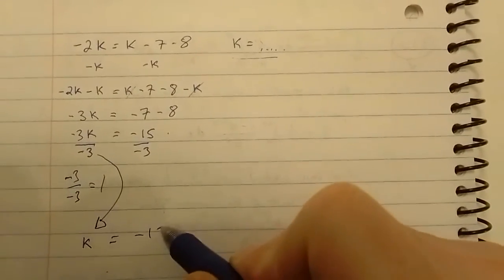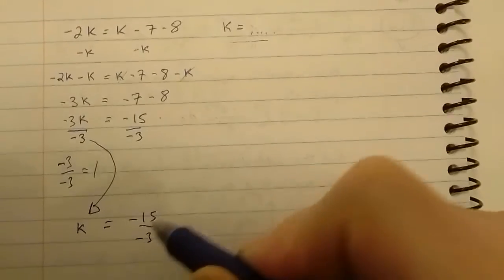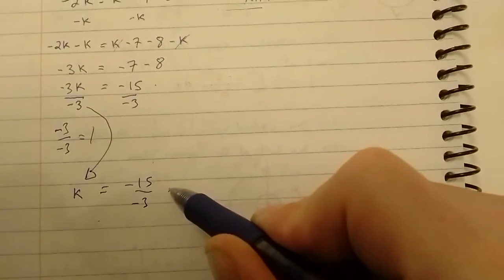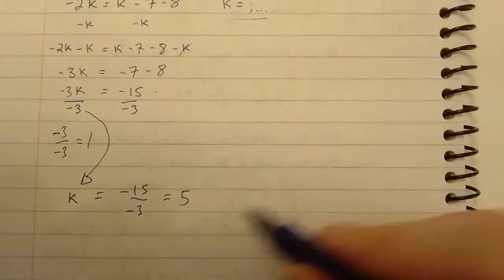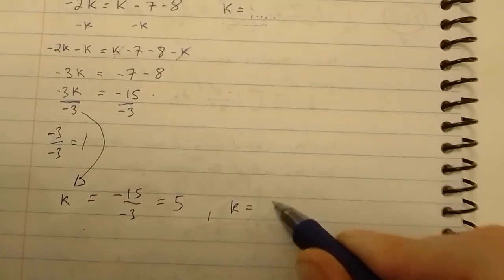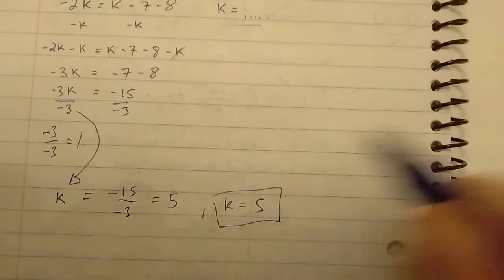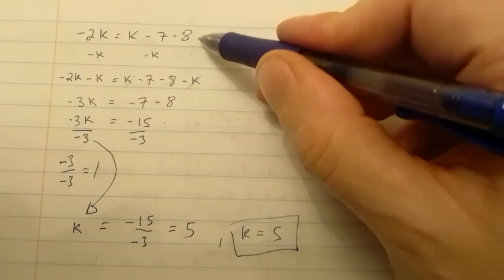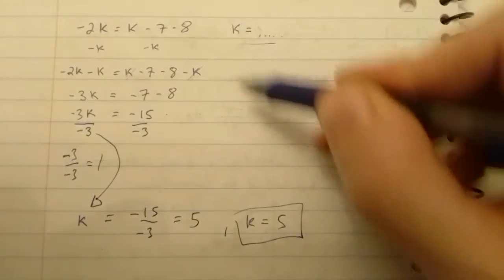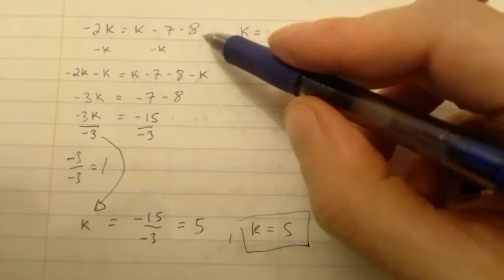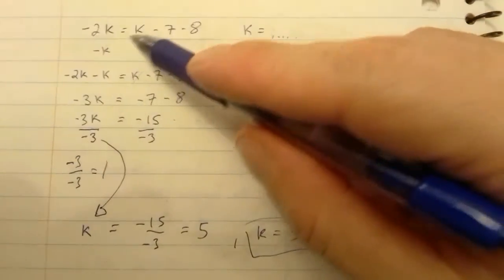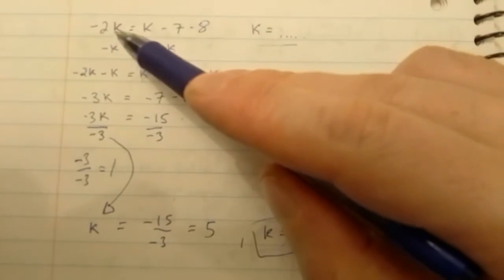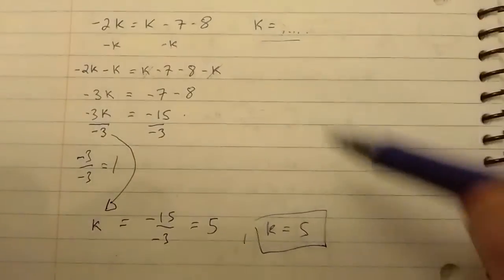K equals negative 15 over negative 3. Negative 15 divided by negative 3 is 5. Right? So k equals 5. Now remember we said we're trying to find the value of k that makes this original statement true. And we think we did it. So let's check that if we put in this value for k, we put it into this original equation, that we get the left hand and the right hand side equal to each other.